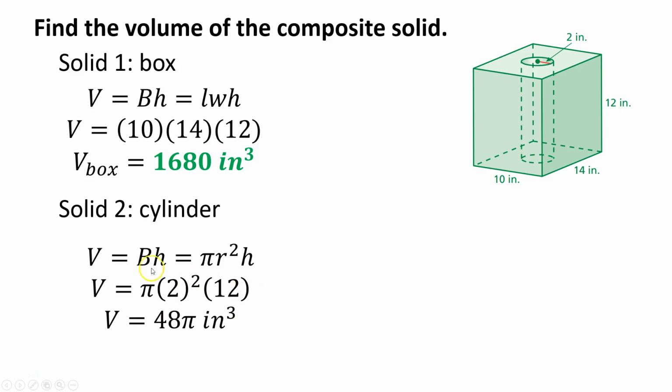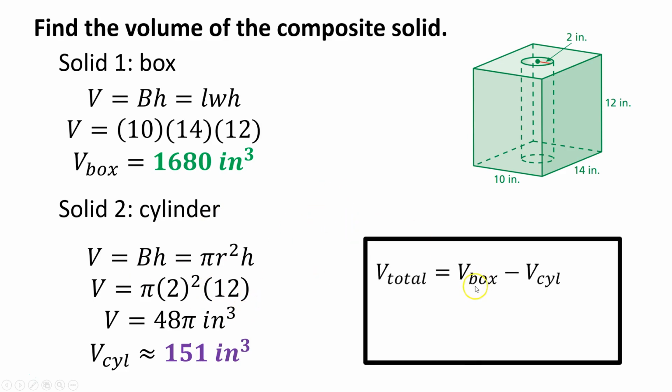And so right here, I'm actually going to multiply it through. So I get 48 times pi, and I'm going to round it to 151. The reason I multiply it here is because the box is not in terms of pi, so I just want to make them match up. If the box was in terms of pi, then yeah, I would keep it in terms of pi here. Just make sure they're the same. So we have 1680 and then 151 for our cylinder.